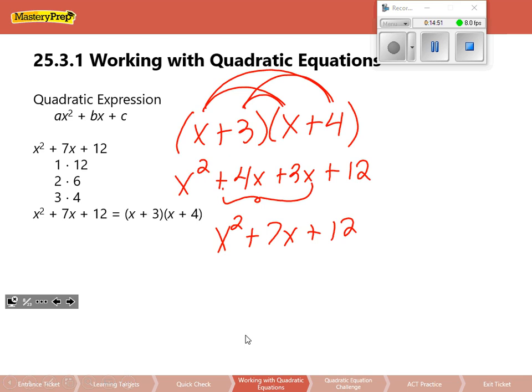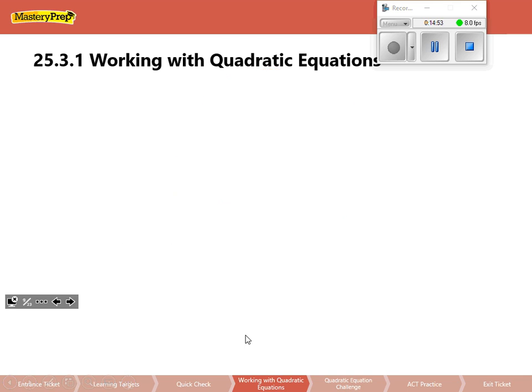Let's look at the next one. x squared minus 4x minus 12. If we want to factor this, again, we look for greatest common factors. Is there a number or x variable that will go in all three? Well, no.